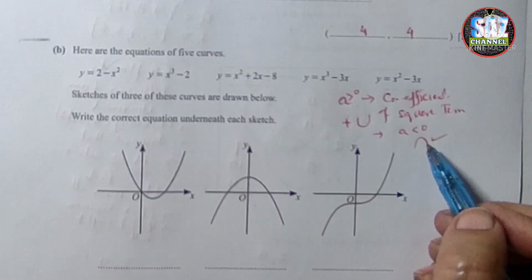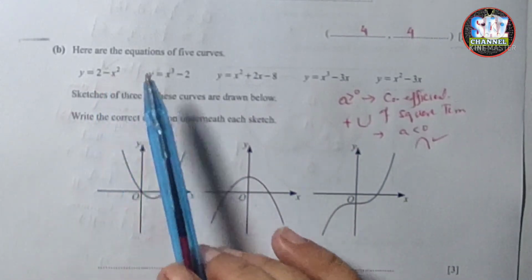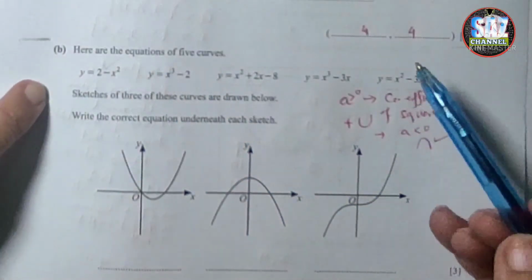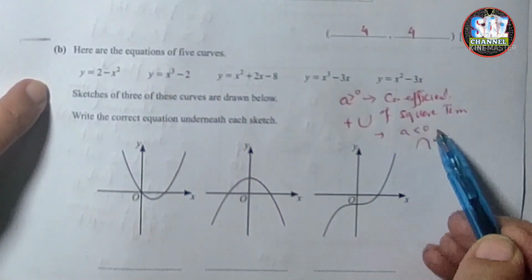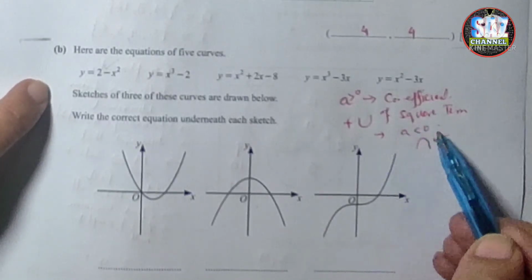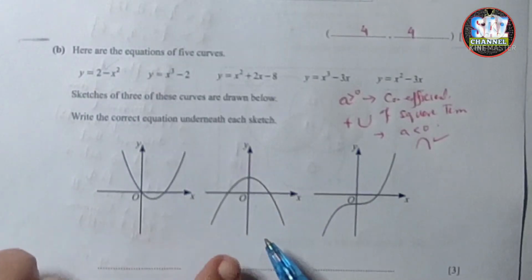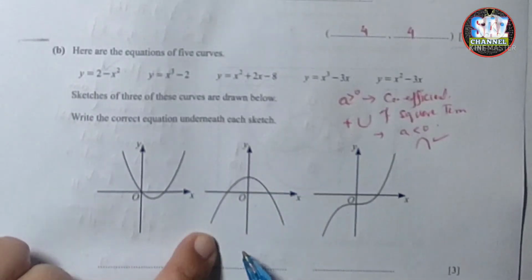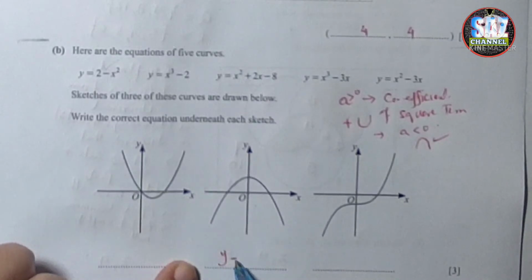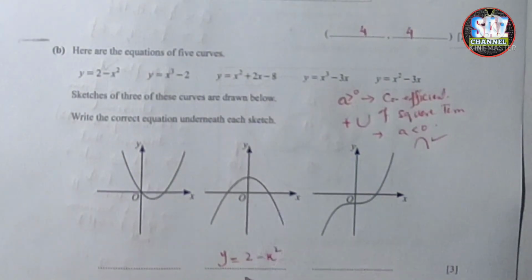Now, if we go through all of the curves, let's make a quick decision. As we know the rule that if the coefficient of the square term is negative, less than 0, then the parabola will have the opening downward. So it's really clear that this curve, the second curve, has the opening downward. So it will be y equals 2 minus x squared. So we have easily identified one of the equations and one of the diagrams.